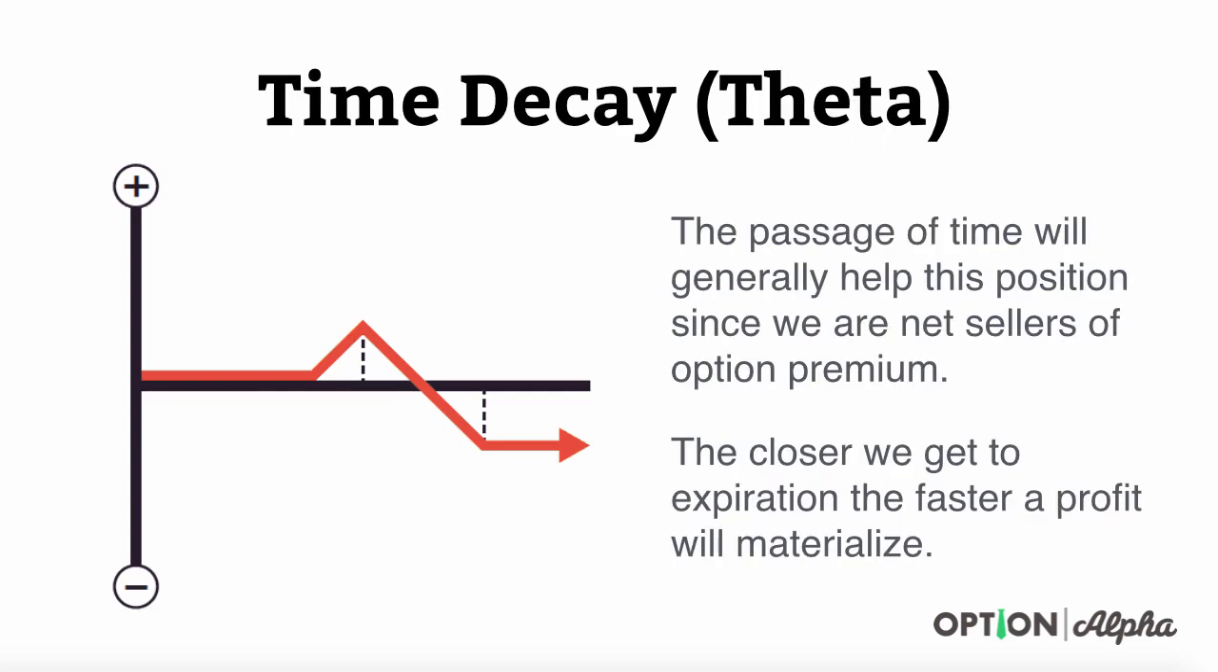The passage of time or theta decay really helps this position, again, because we're net sellers of option premium. We're selling two of those options out of the money. The closer we get to expiration, the faster this profit will start to materialize. So time decay is our friend in this case, and we want to make sure that we have enough theta decay in these positions.